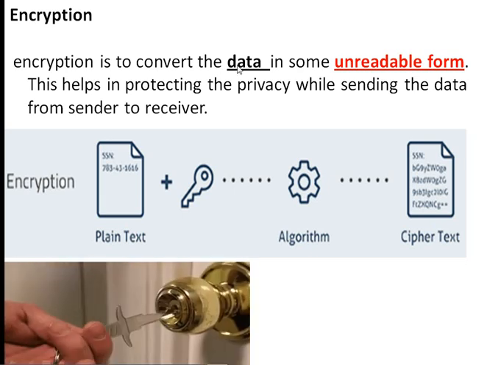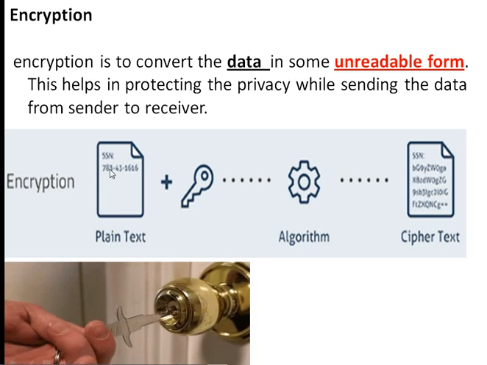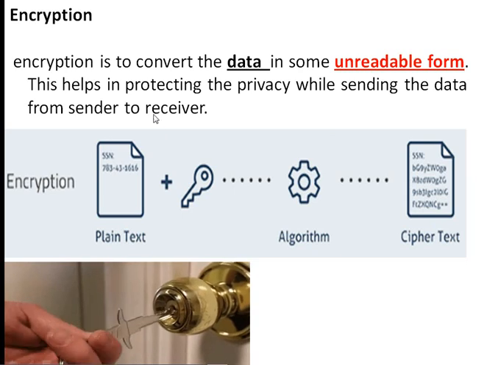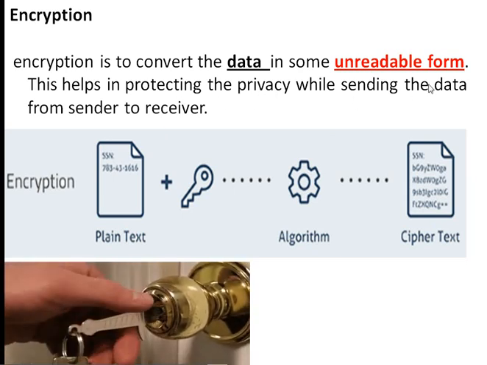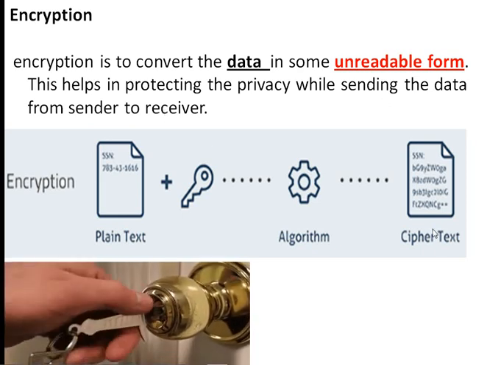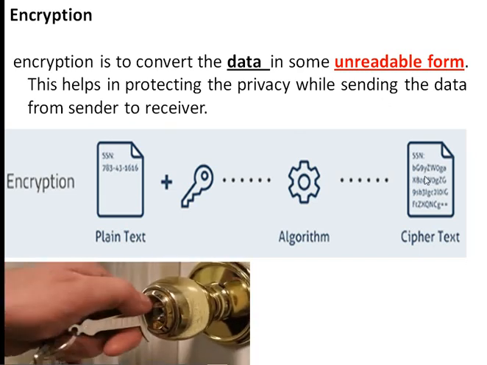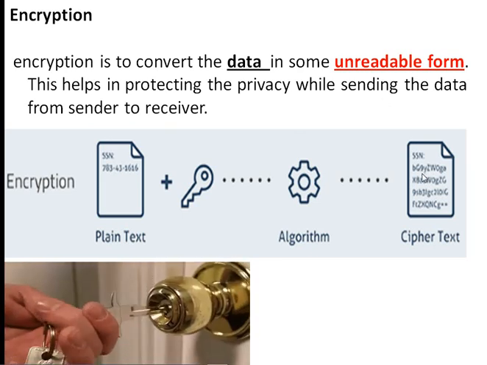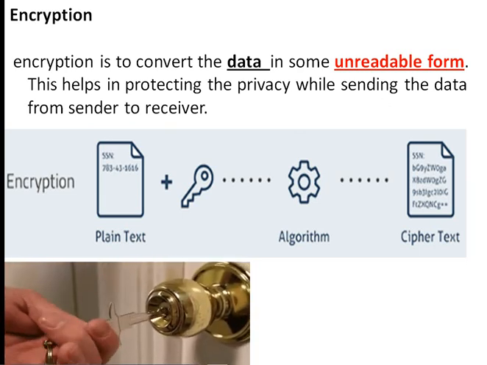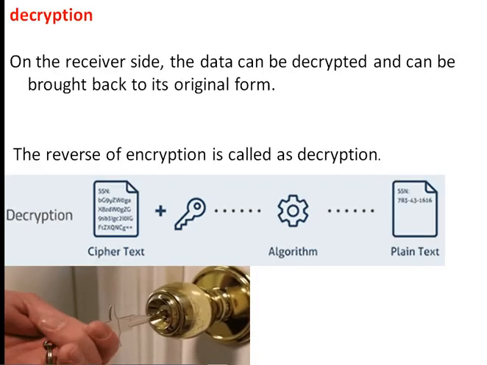Now encryption is to convert data or a message into some unreadable form. This unreadable form is called ciphertext. This helps in protecting privacy while sending the data from sender to receiver. See, if any hacker wants to hack or steal this information, he knows only this information. He doesn't understand anything, isn't it? This is called what? Encryption.